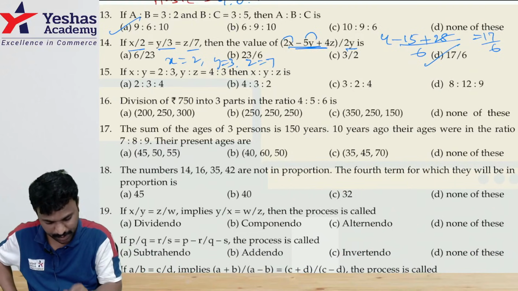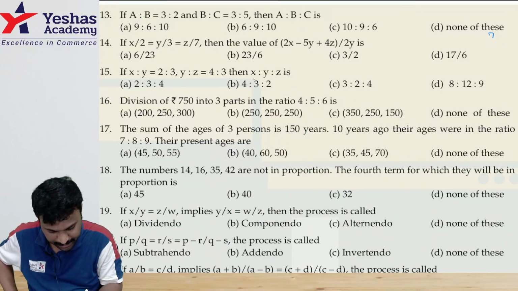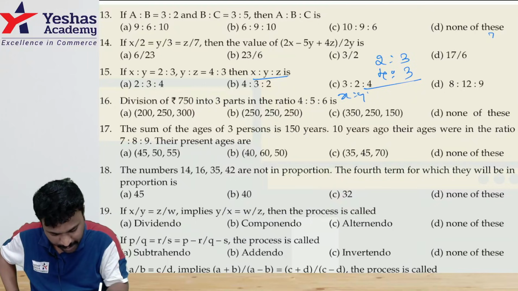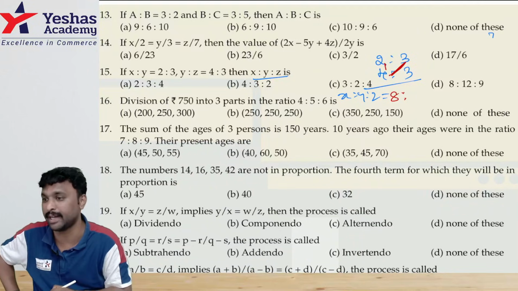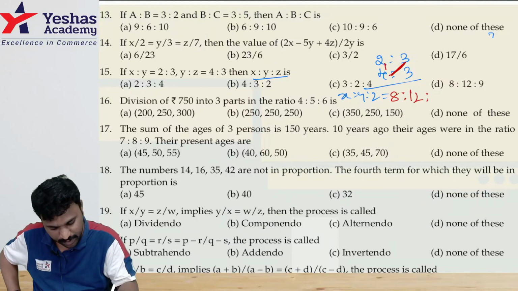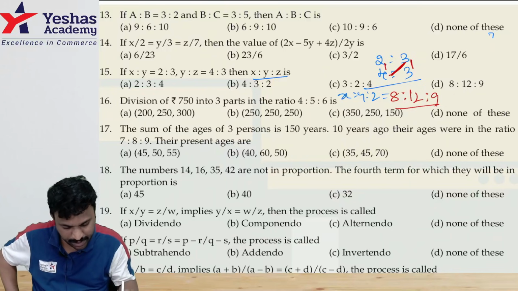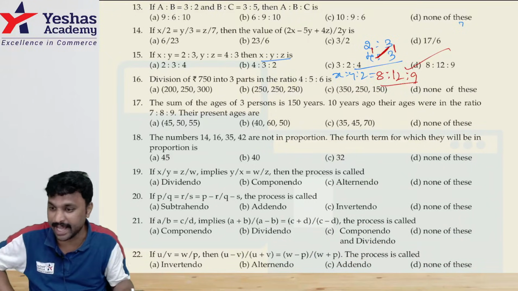Guys, moving on to the next question. They have given x is to y, y is to z. They're asking us to find x is to y is to z. It's a continued ratio concept, right? 2 is to 3 and 4 is to 3. Guys, if you want to find x is to y is to z, the first term, multiply the left vertical, that is 8. The second term, multiply the diagonal like this, 4 3s are 12. If you want the third term, multiply the right vertical, 3 3s are 9. So 8 is to 12 is to 9. That means option D is the right answer. Guys, moving on to the next question.